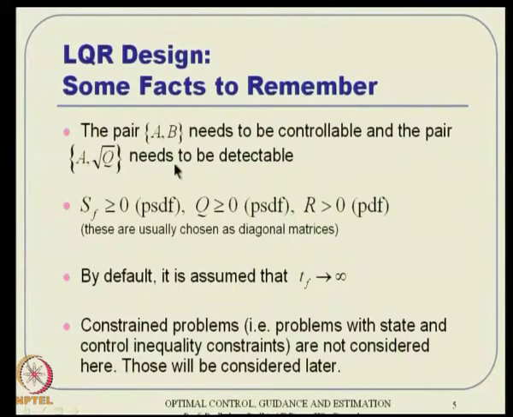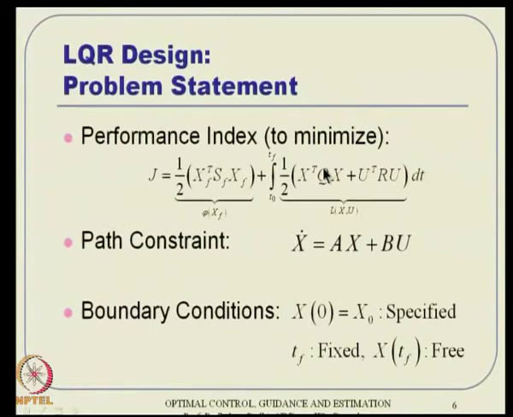Okay. Alright, so this is the first thing, and we already talked about it, and by default it is assumed that TF tends to infinity. In general, it can be a finite time LQR, but if somebody does not tell you that it is a finite time LQR, and simply says it is an LQR problem, then by default it is assumed that TF goes to infinity. And also remember that constraint problems, that means problems with state and control inequality constraints, are not considered here. We will consider them later, but not right now. Okay. So, with these things in mind, let us proceed further.